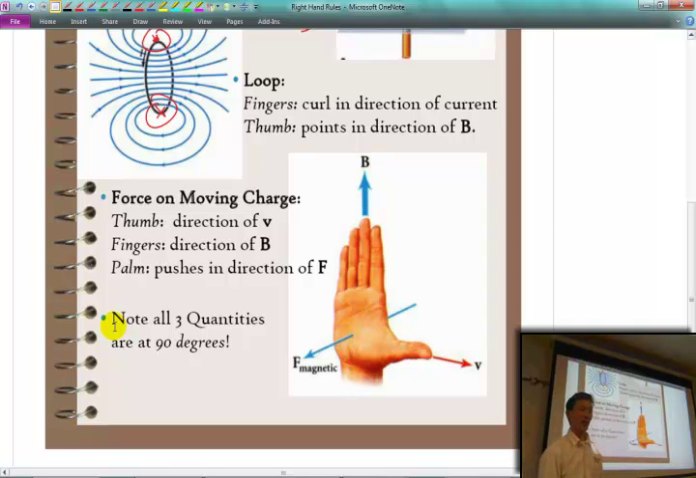Here's how it works. Your thumb points in the direction of the charge moving, the velocity, okay? Or another way to think of it is it's the direction that the charge moves, like a proton. Let's think of a proton here. If it's moving, that's like the electric current. So that's easier for some people. Instead of thinking of it as velocity, you think of it as current. Your fingers point in the direction of the magnetic field, and then your palm is the direction of the force, like you're pushing it. Okay?